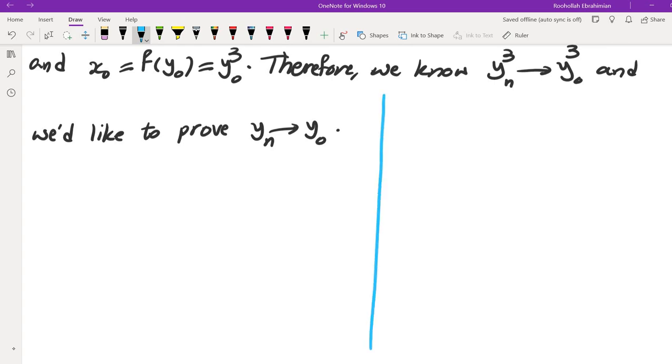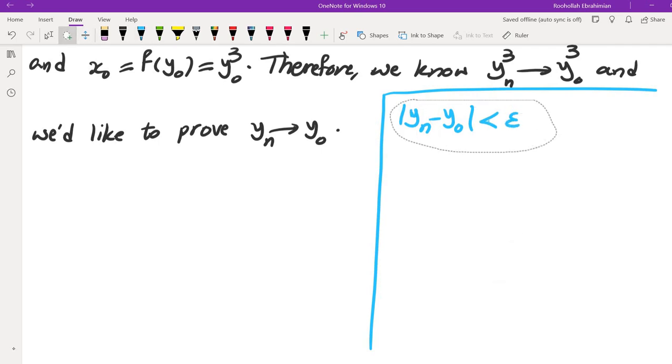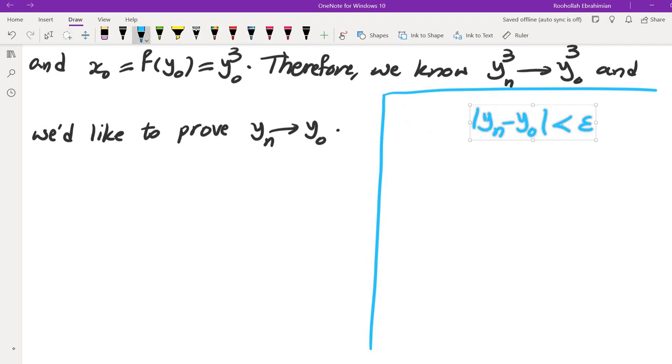Okay, so let's see what we need to do. We're going to do the work on the right, and we're going to write down the proof on the left. And I always use a different color for the scratch work. Okay, so the objective is |yn minus y0| is less than epsilon. This is what I'm trying to prove. If I'm trying to prove yn approaches y0, I would need to prove |yn minus y0| is less than epsilon for large values of n.